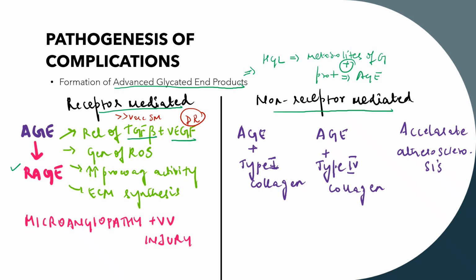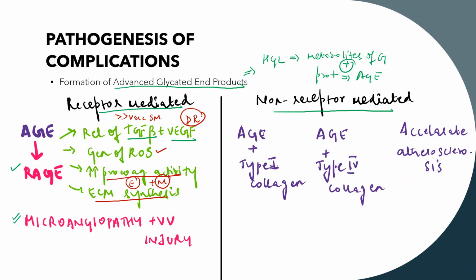There is also generation of reactive oxygen species. There is also increase of the procoagulant activity on the endothelium as well as the macrophages. And there is extracellular matrix synthesis. Now, in total, because all these reactions occur in excess, the end result is vessel wall injury as well as microangiopathy. These are the receptor mediated effects. Now, AGE doesn't need a receptor also. There are certain non-receptor mediated effects that it can cause.